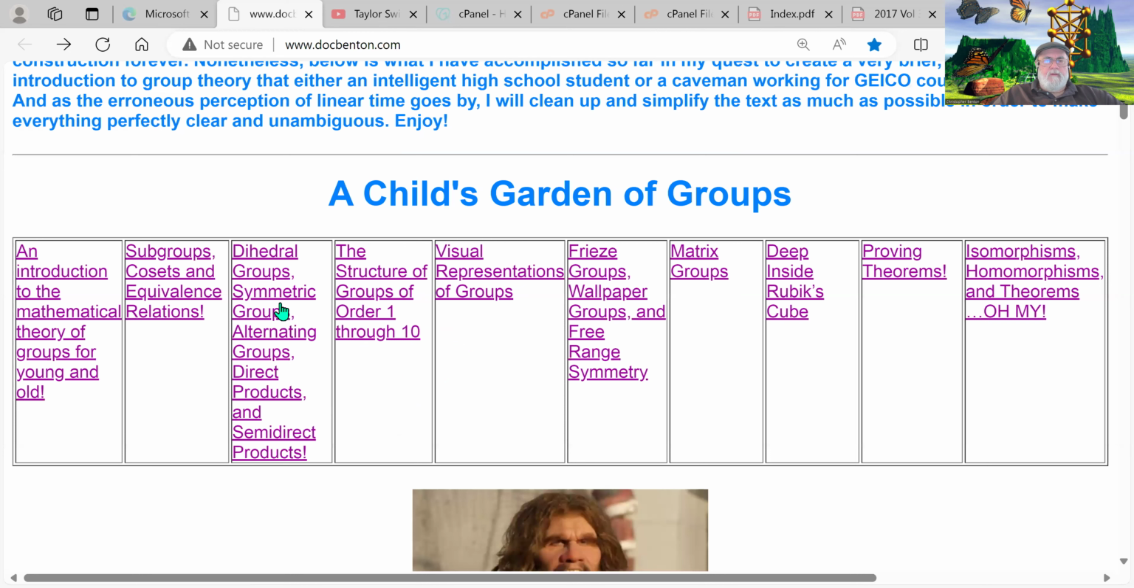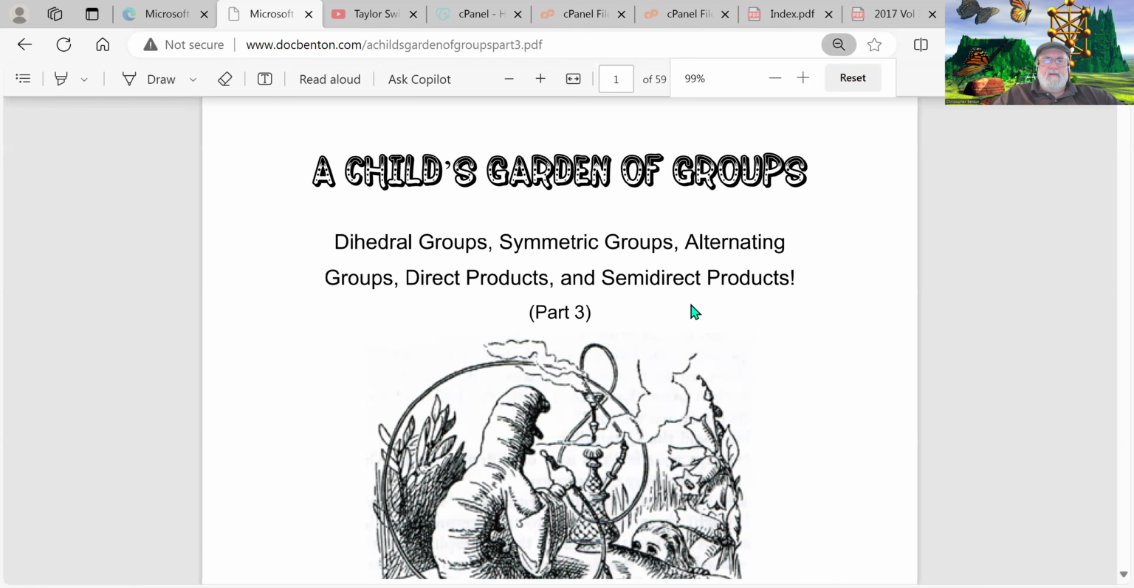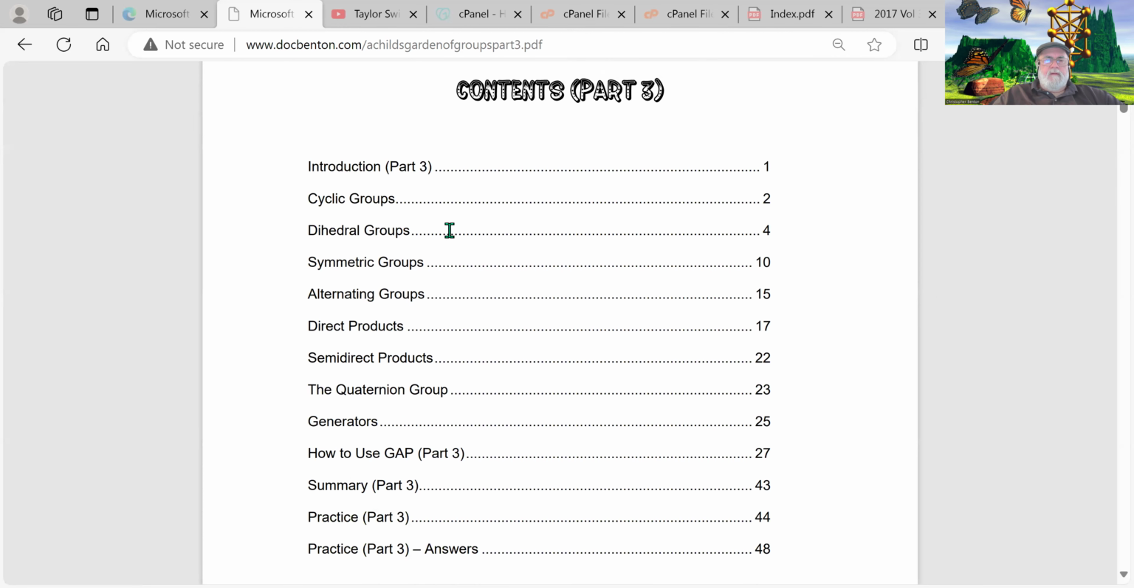Okay, moving on to the third one. This gets into some very special kinds of groups. Cyclic groups, dihedral groups, symmetric groups, alternating groups, direct products, semi-direct products, the quaternion group, generators for a group. And then we have another GAP tutorial, groups, algorithms, and programming, summary, and more practice. And so these are going to be some of the main different kinds of groups you want to be aware of and be able to construct or identify.